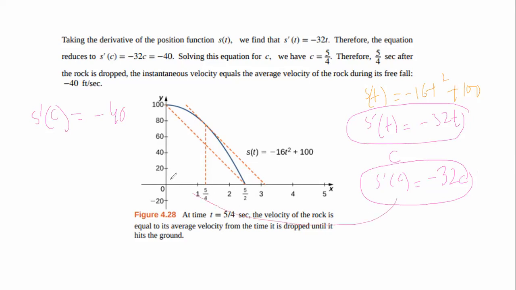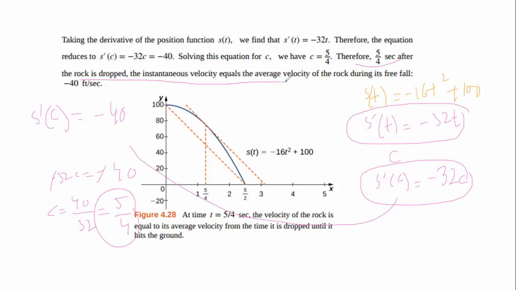So I have to compare both. So it will be negative 32C equals negative 40. Negative negative will be cancelled out, and C equals 40 upon 32, which equals 5/4. Okay, so therefore 5/4 seconds after the rock is dropped, the instantaneous value equals the average value.